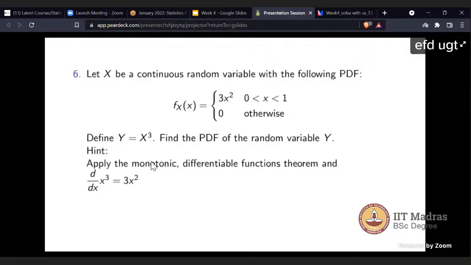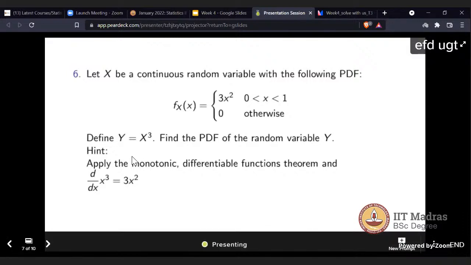So this PDF is the same as the previous question, and just your new random variable y is given as x cube, and you have to find the PDF of the random variable y.